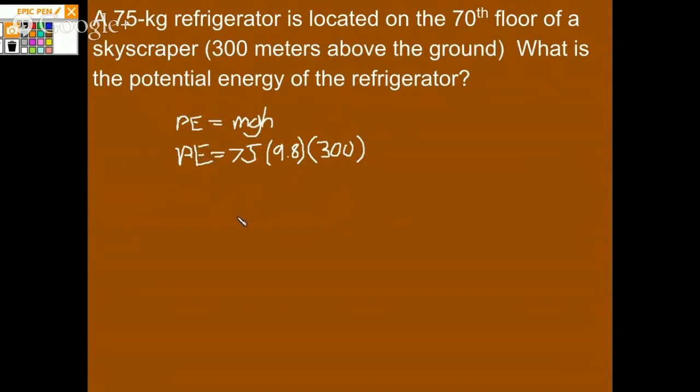Using your calculator, and you always use the calculator in my classroom, you find out that PE is equal to 220,500 joules.